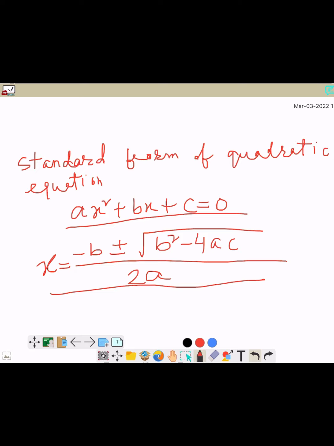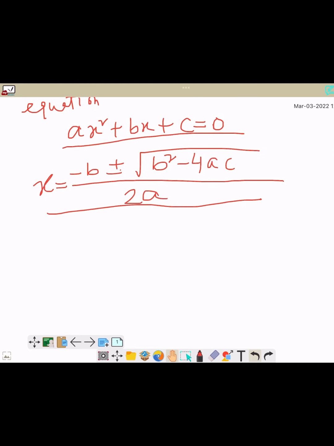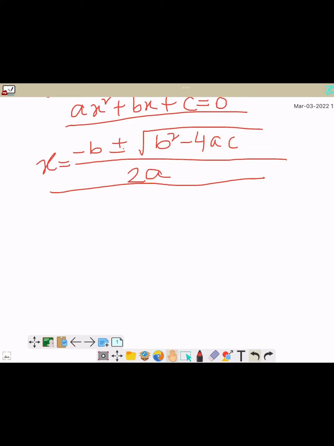In our last video we learned how the solution of this standard quadratic equation is obtained, that is x is equal to minus b plus minus root over b square minus 4ac divided by twice a. Today we will discuss one simple example, and after that we will go to some other properties of this solution of the standard quadratic equation.